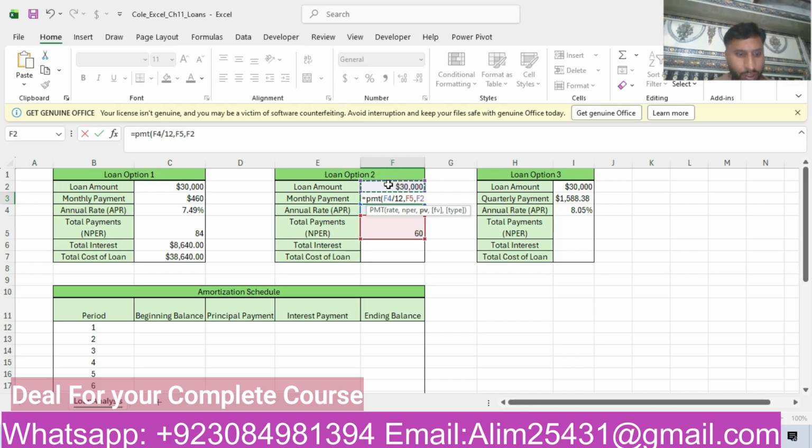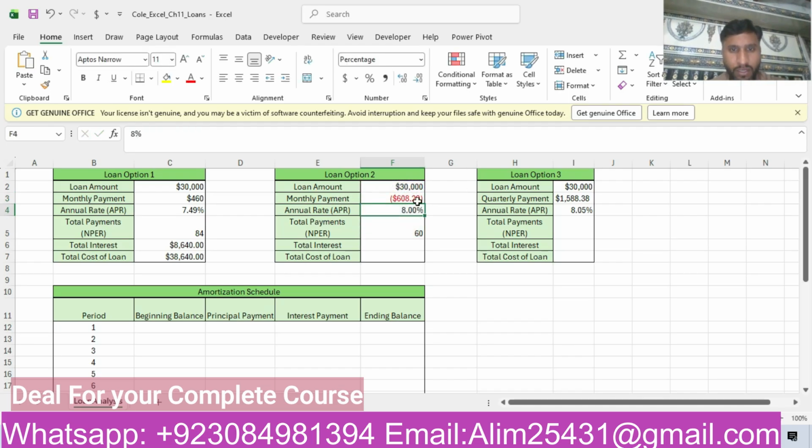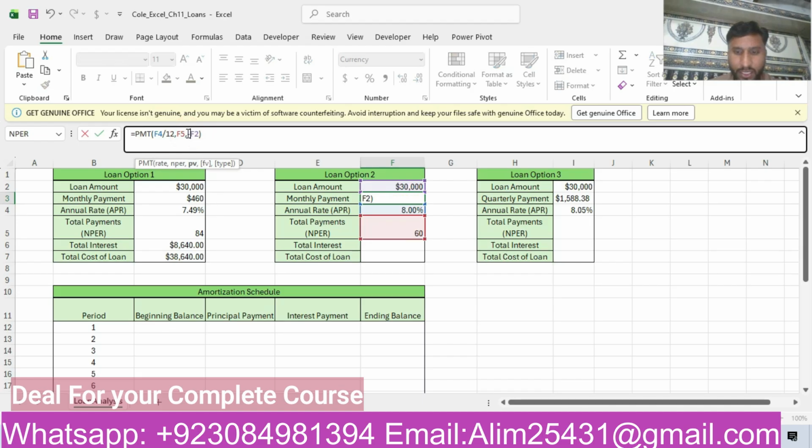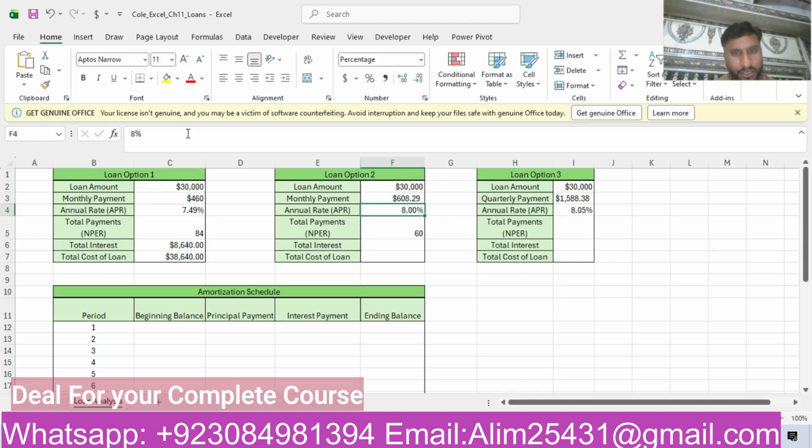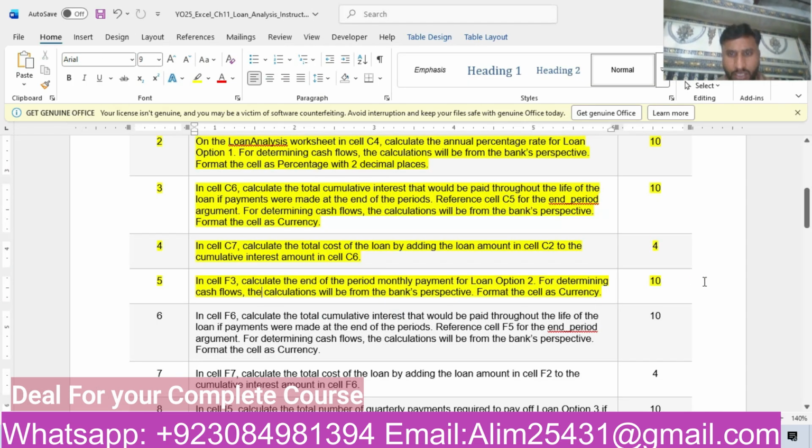That's our cell F2. And we will close our bracket and press enter. So we have got a negative value here. You see it's showing us a negative value. So we will make this one F2 with the negative sign, so it will be a positive value now, 608.92. That's our monthly payment result.